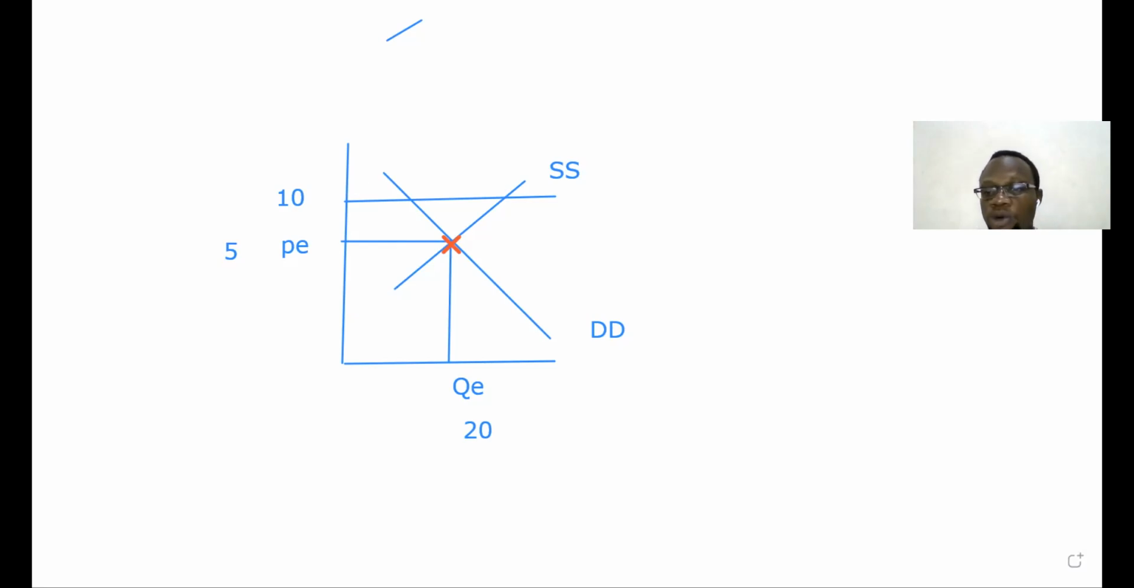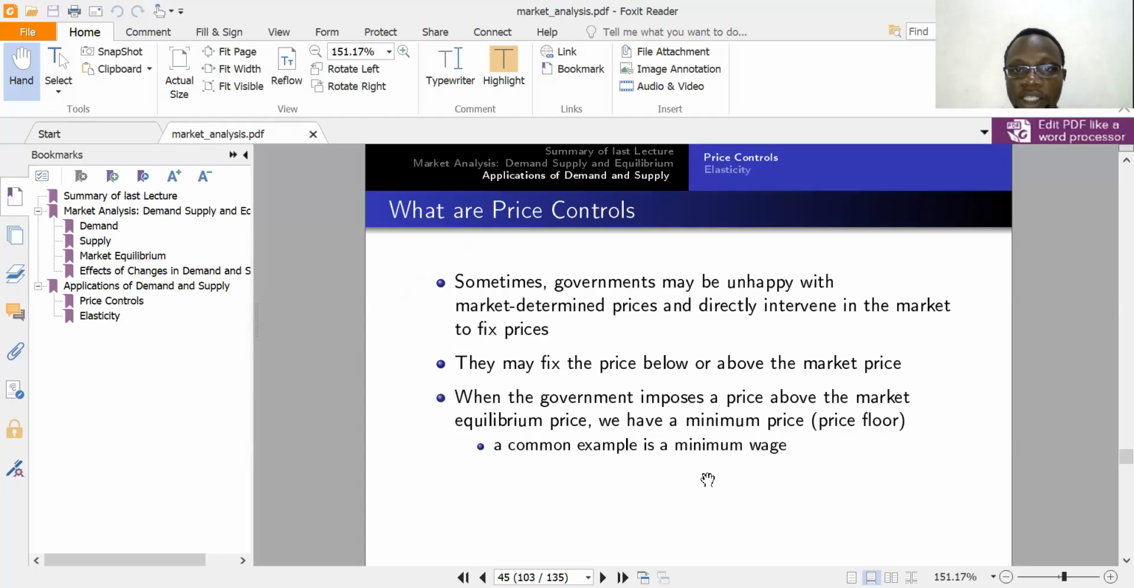Let me go through the text on the slide. When the government imposes a price above the market equilibrium price, we have the minimum price, or the price floor. A common example is the minimum wage. So it's a minimum price. You can't go below that price.